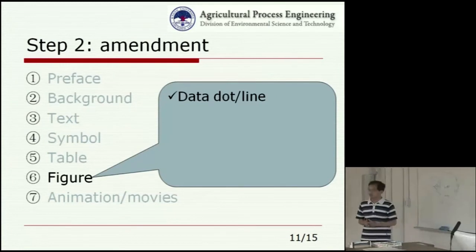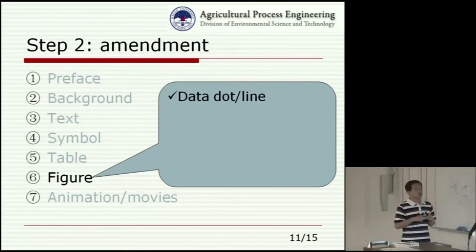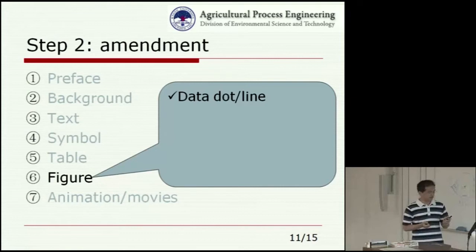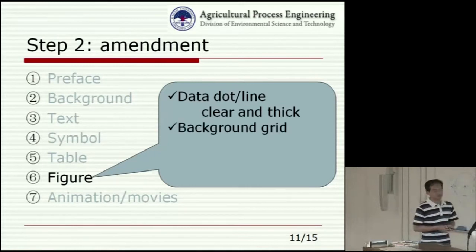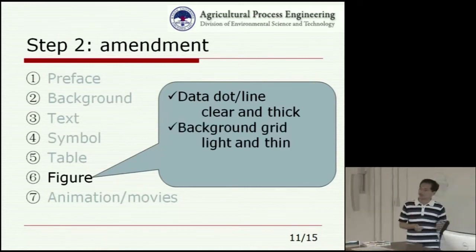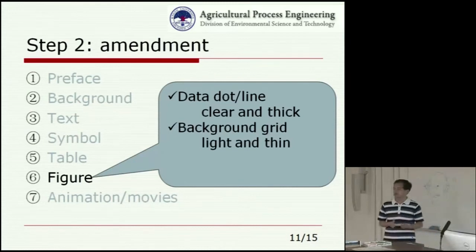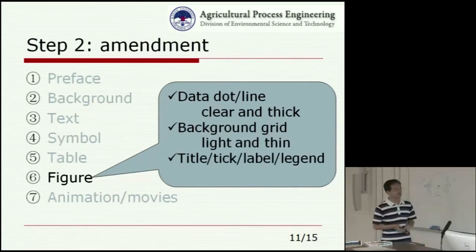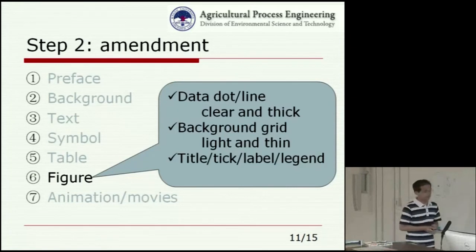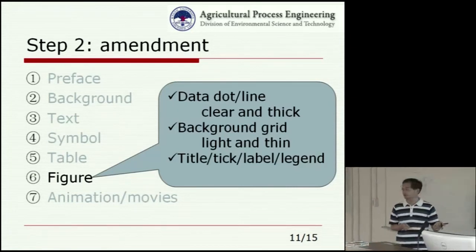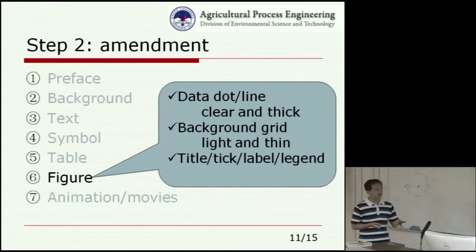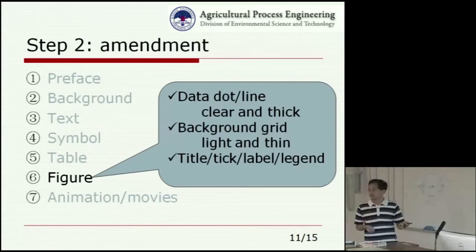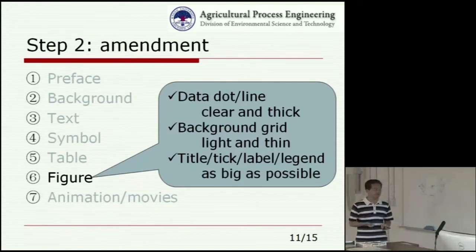And figures is good for experimental depth, dot, and line. So for the depth, dot, and line, it should be clear and big. And for a background grid, it should be light and thin to make a comparison. In figures, sometimes we have title, text level, sometimes with legend. Be sure that all these elements are as big as possible.